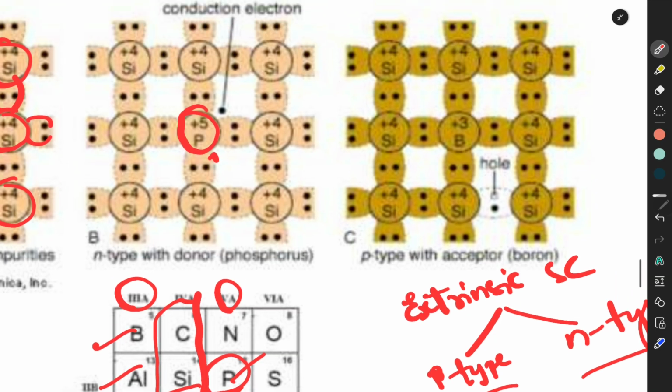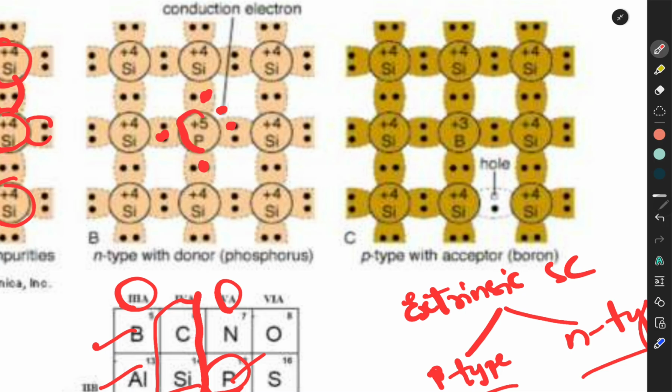How many valence electrons does phosphorus have? In its outermost orbit, phosphorus has 5 electrons: 1, 2, 3, 4, 5, right?